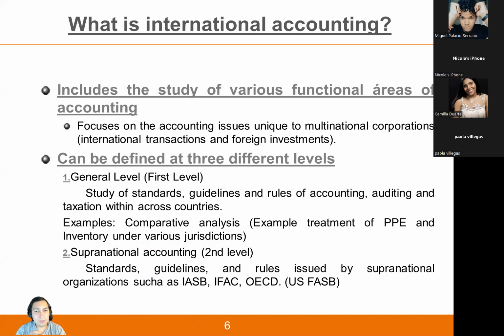International accounting includes the study of various functional areas of accounting. It focuses on the accounting issues unique to multinational corporations. Yes, this is the topic where you will see multinational corporations. It involves international transactions and foreign investment. And with that being said, what do you think it involves for the companies, foreign investments?